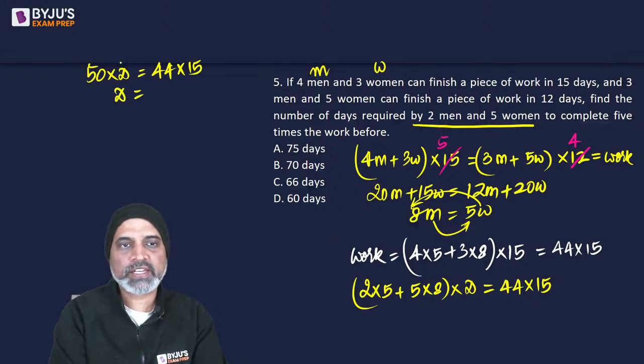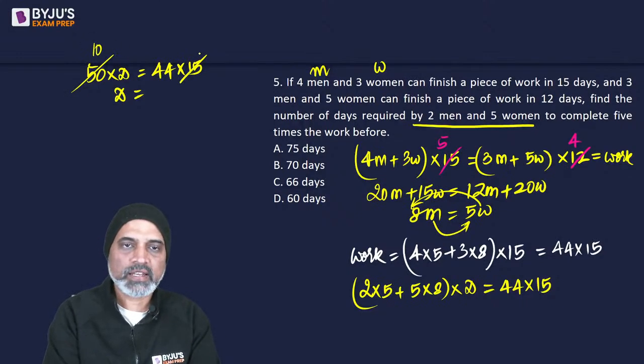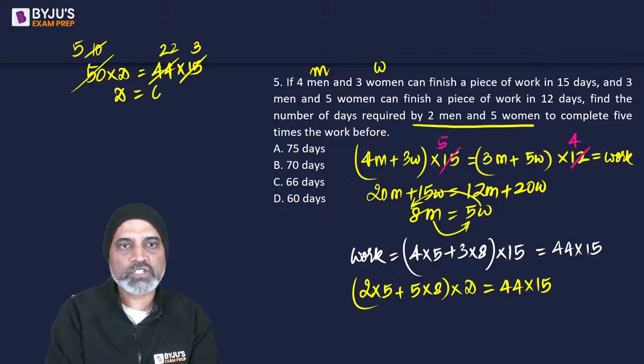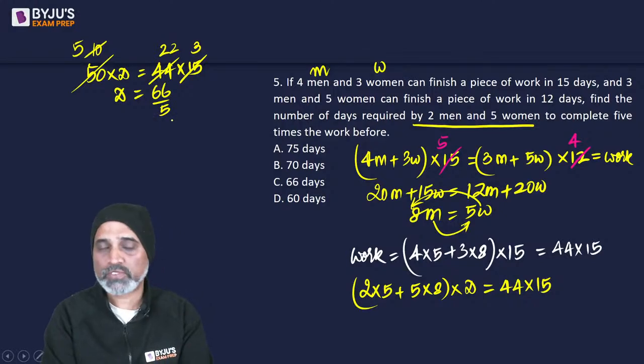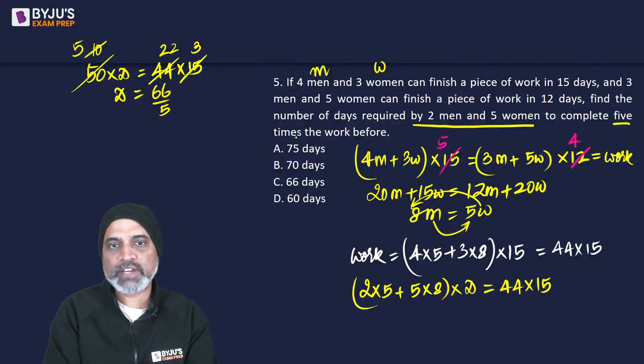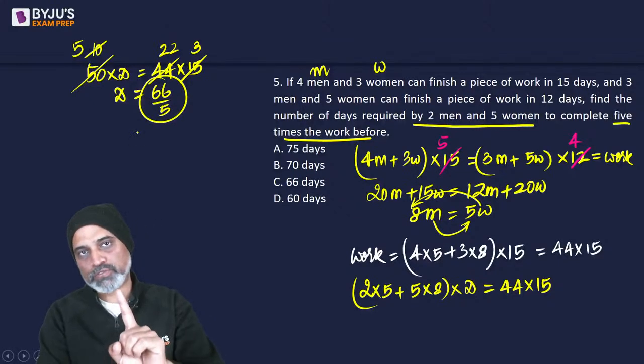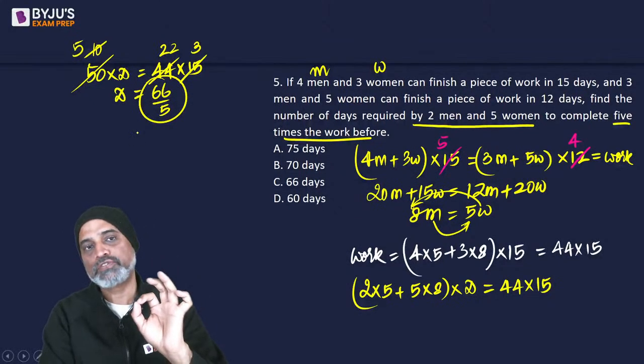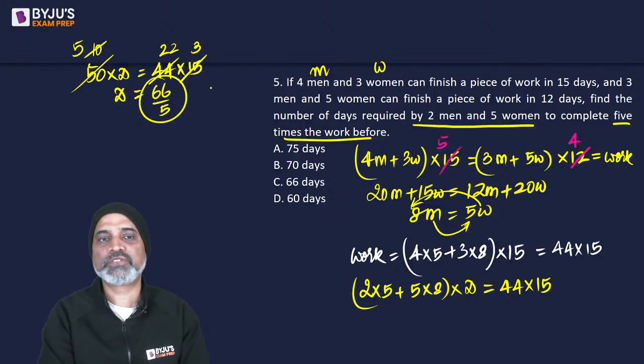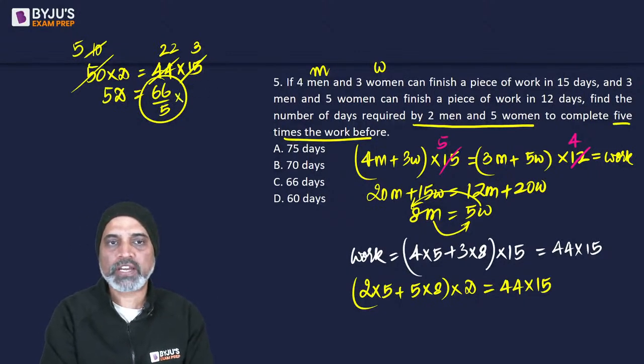So from here we will get D is equal to, this is 10 and this is going to be 3. This becomes 5 and this becomes 22. So we will get D is equal to 66 by 5, right? But the question says that we have to do 5 times the work. So in order to do 1 time the work is 66 by 5. So in order to do 5 times the work, we will require 5 times the duration. So this will result in 66 days.